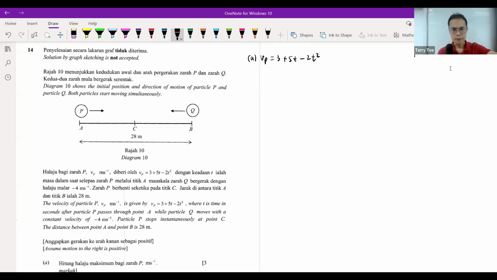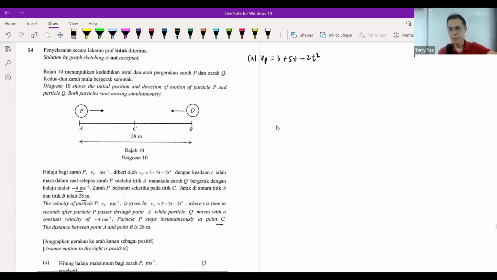Then they say that VQ is given by -4, and the distance between P and Q is 28. Velocity of particle P, and so on. Okay, now the particle P stopped instantaneously at C, right? Point C over here. You're supposed to find the maximum velocity of P.